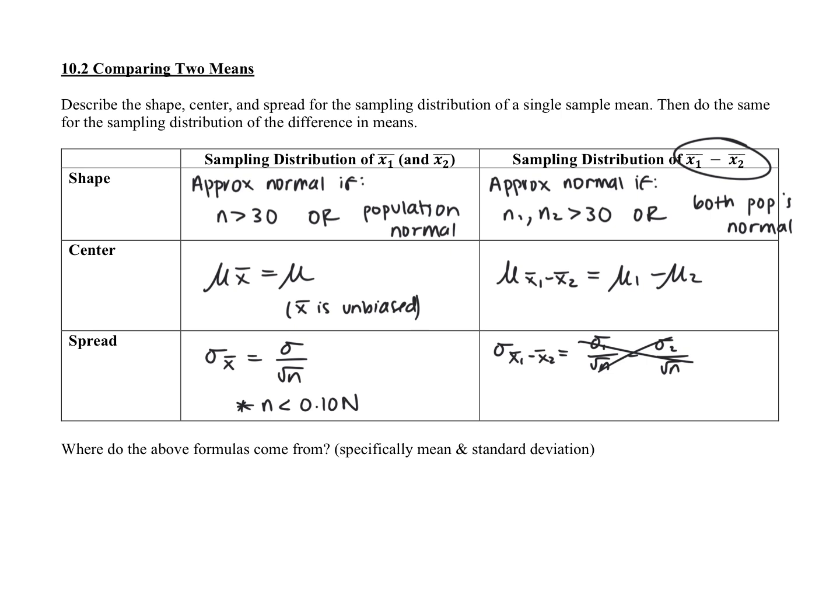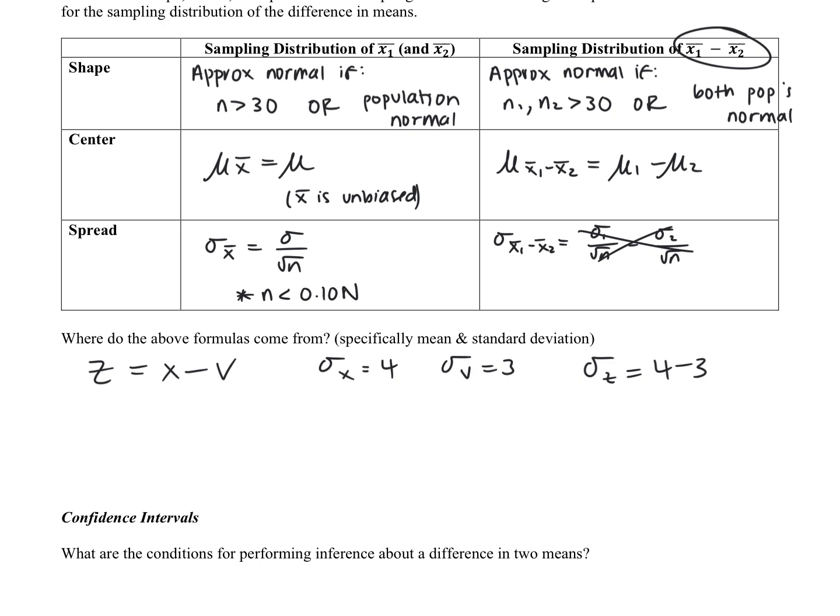If we think back to transformations, so let's go down here to where these formulas come from. If you remember back to something like this, and if we said the standard deviation of x was 4, and the standard deviation of y was 3, if we were finding the standard deviation of z, could we just do 4 subtract 3? What did we have to do instead?